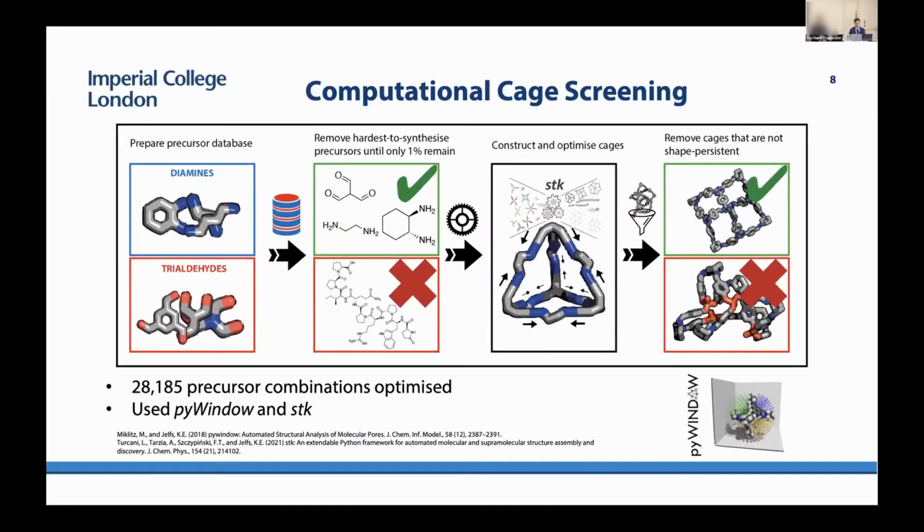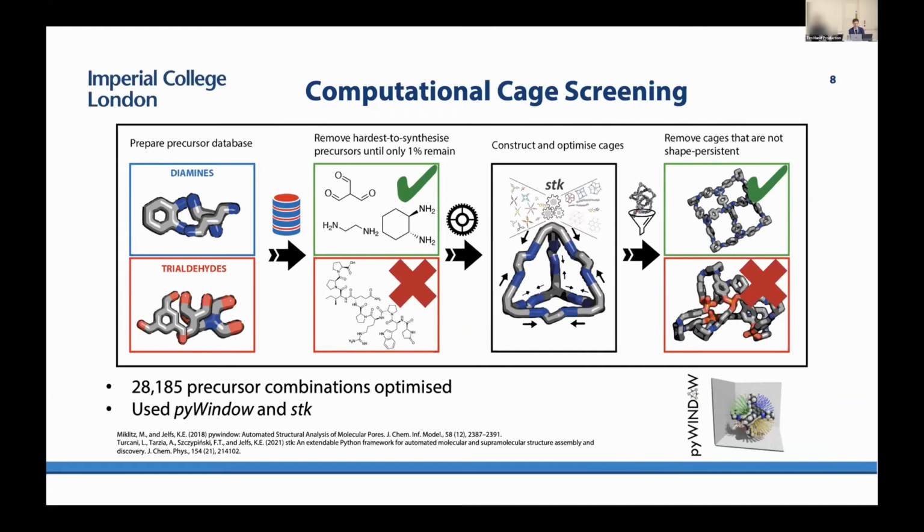So once we had this model, we then set about applying it towards a high-throughput screening workflow for porous organic cages that aimed to identify computationally shape-persistent cages without any human input. So initially, we prepared our precursor database, and we used the model that we generated, in addition to the SA score and SC score, to remove the 99% of the most difficult to synthesize precursors, leaving only the 1% easiest to synthesize.